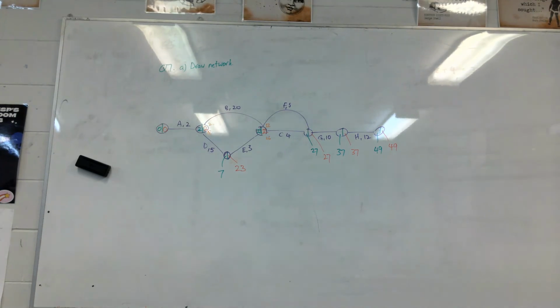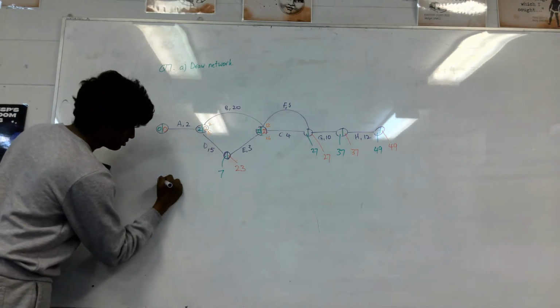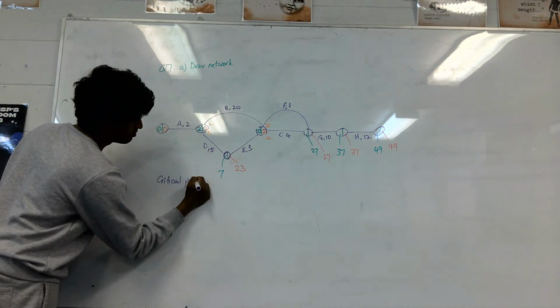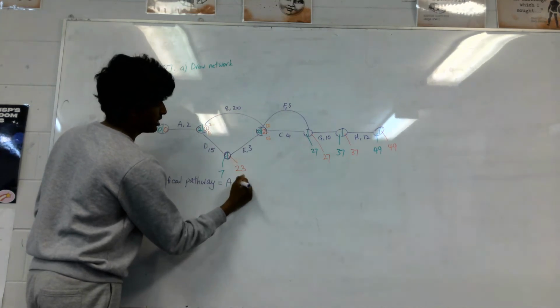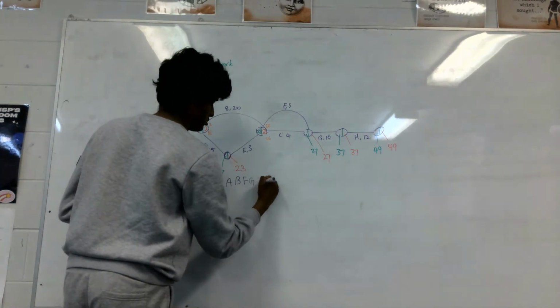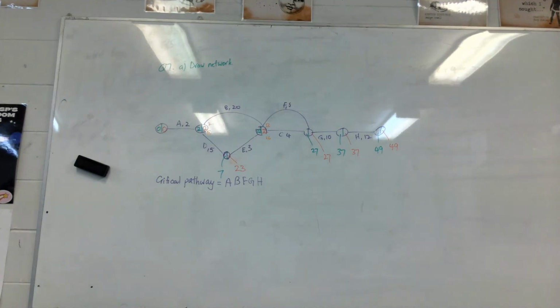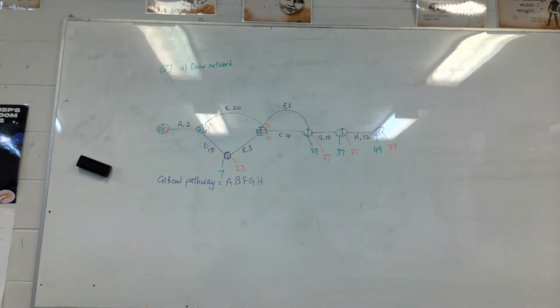Alright, once you've done that, your critical path, just to make it clear, is critical pathways A, B, F, G, H. Alright, so that's question 7 there.